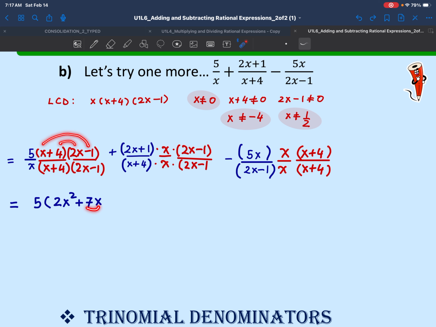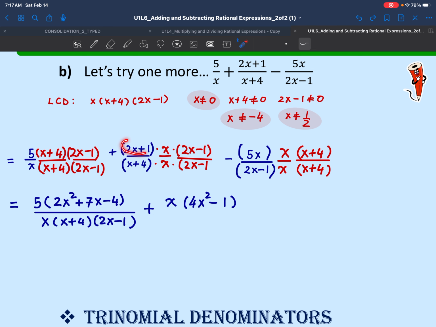Next, we'll have these two binomials. As you can see, they make a difference of squares, and we have the monomial x. So always start with the monomial, x, multiplied by these two, which multiply to 4x squared minus 1. Simply follow the formula a plus b, a minus b, which multiplies to a squared minus b squared. And that would be under the lowest common denominator.